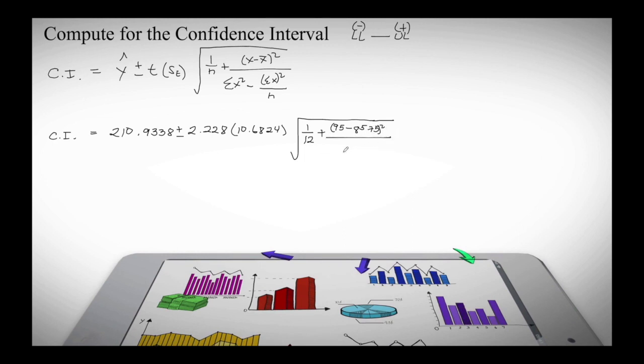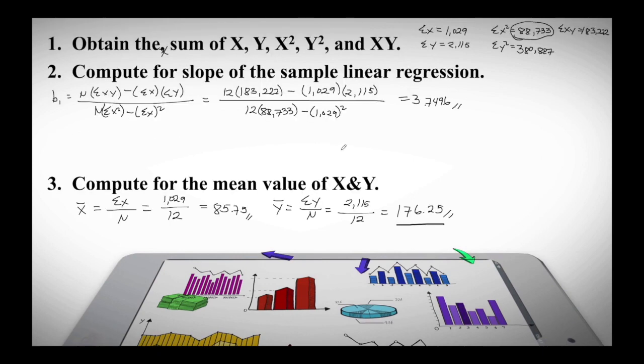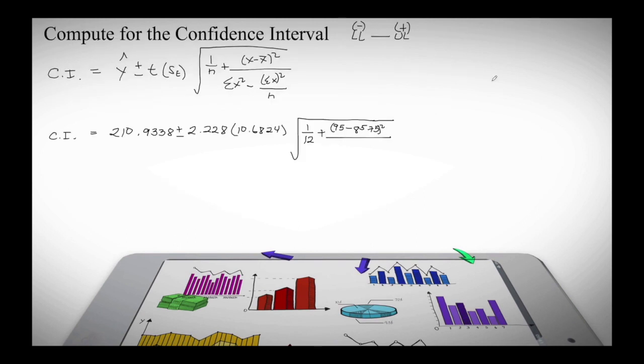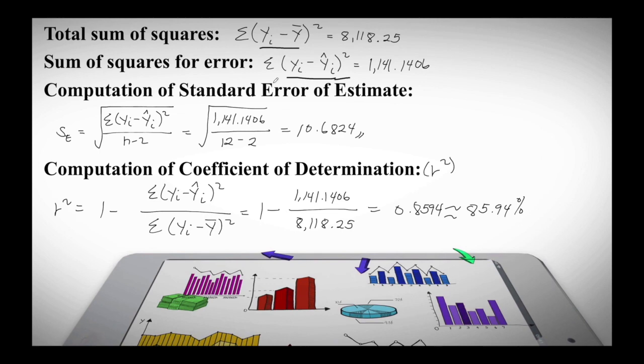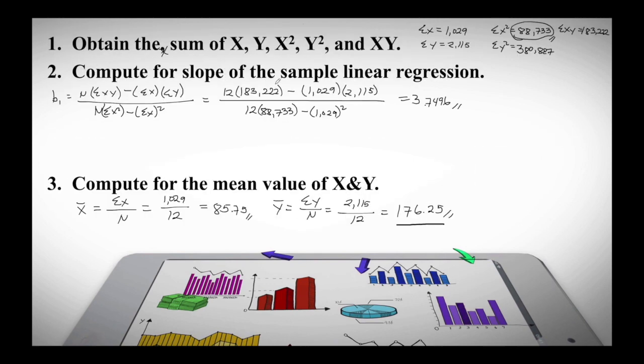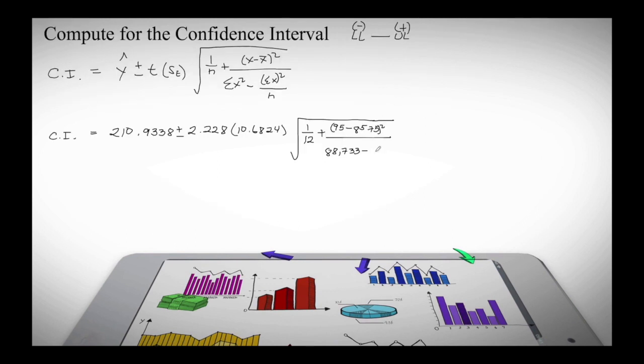Over summation of x squared. I know na compute na rin natin ito. Summation of x squared. Ito po, 88,733. So, let's write it here then. 88,733 minus summation of x. Nasaan yung summation of x? Balikan ulit natin yung kanina. Summation of x is, eto, we have here 1,029. So, dito tayo ulit. 1,029. And kailangan siya naka-square over n. What is our n? That is 12.